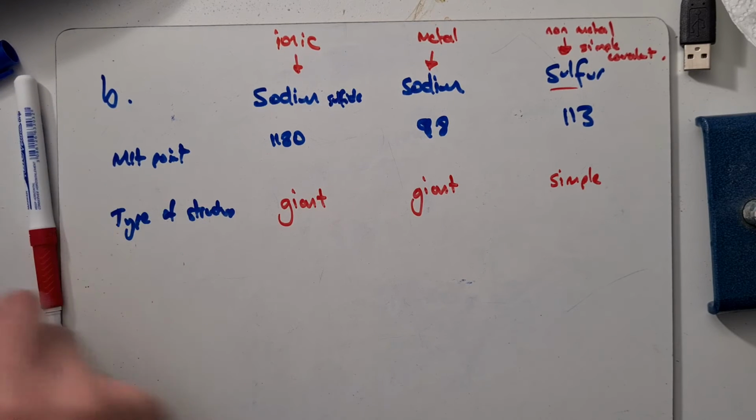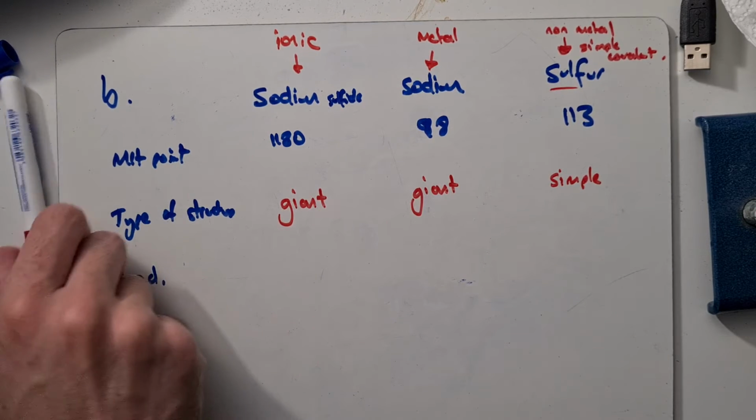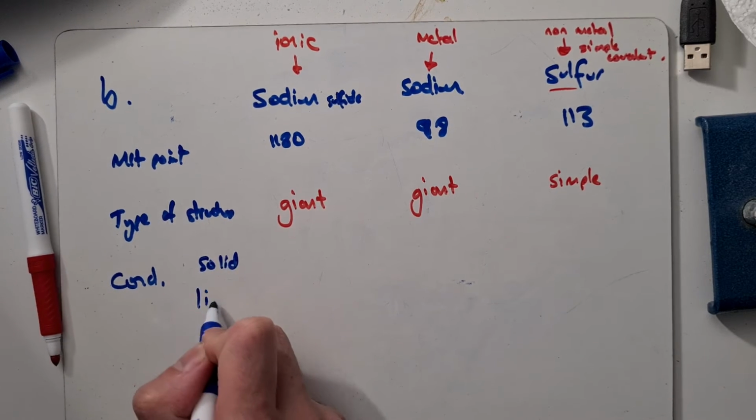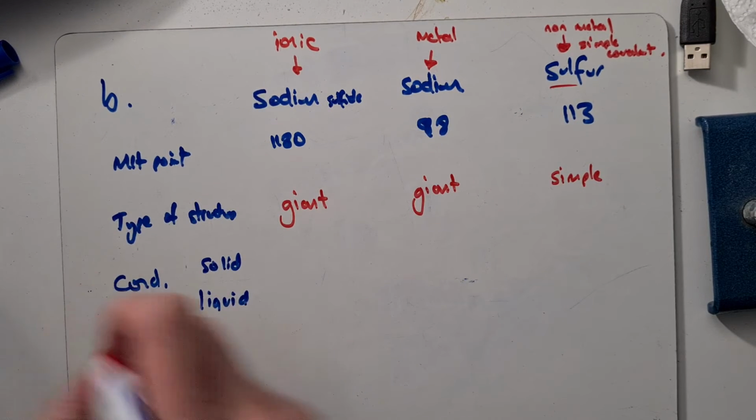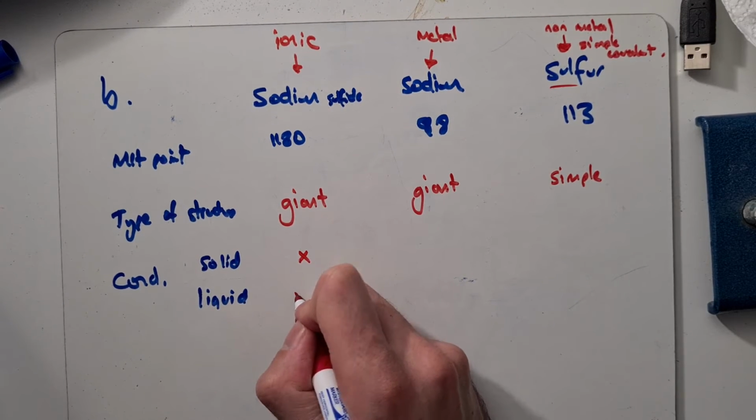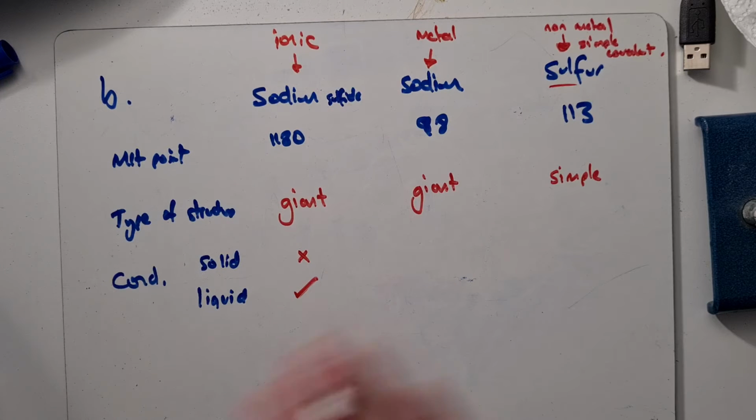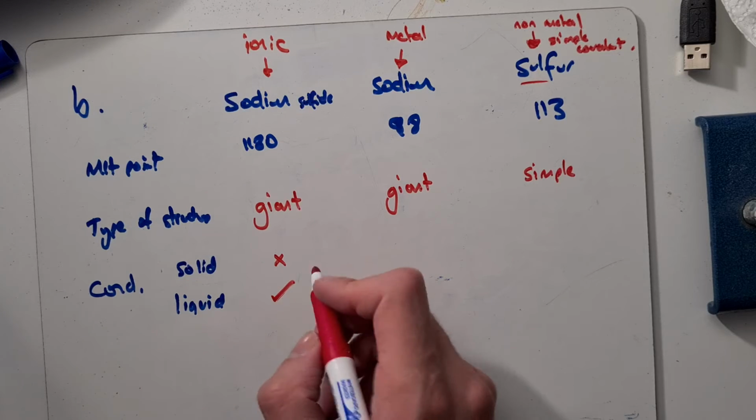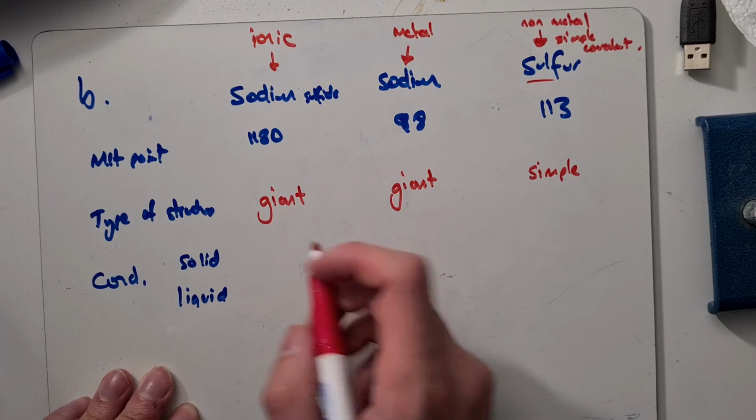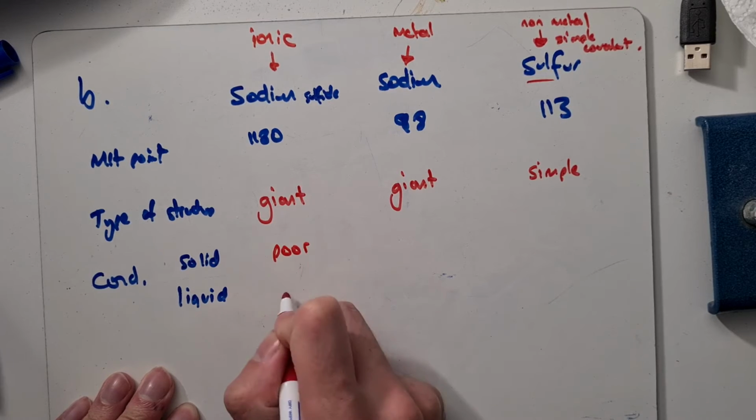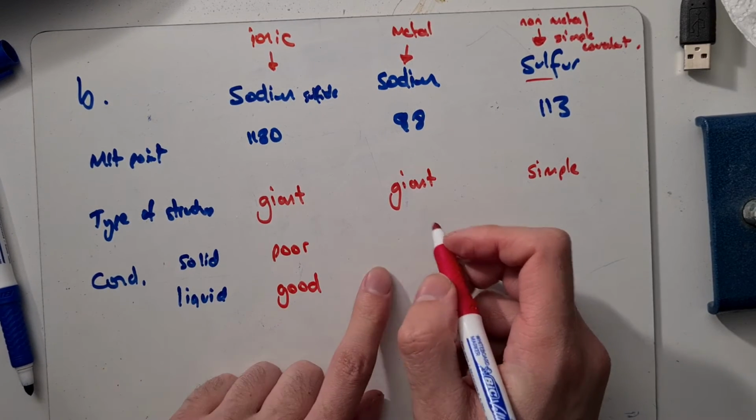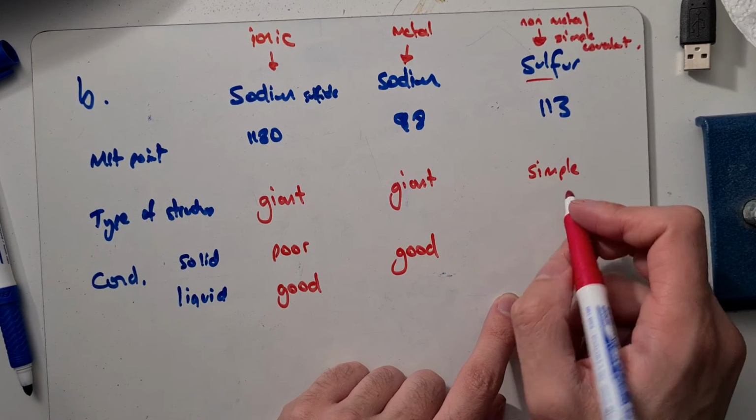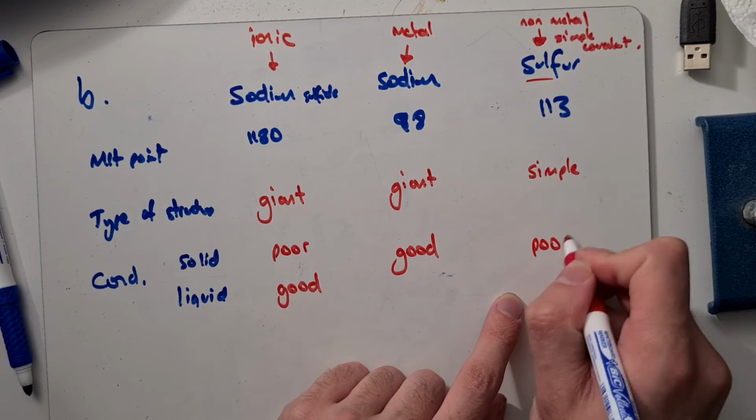So next up, conductivity. And we've got solid or liquid. So we saw this in the multiple choice for ionic. As a solid, no, but if we can dissolve it or make it molten, it will conduct. So I didn't want poor, I've not read the question properly there. So poor, good. Metals are good conductors, and sulfur, simple covalent, are poor.